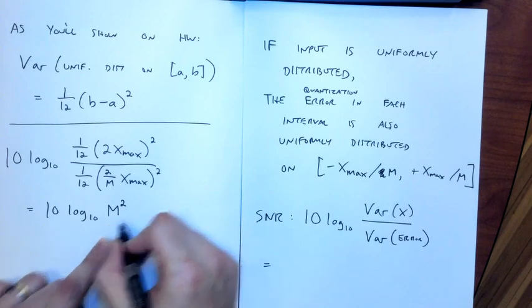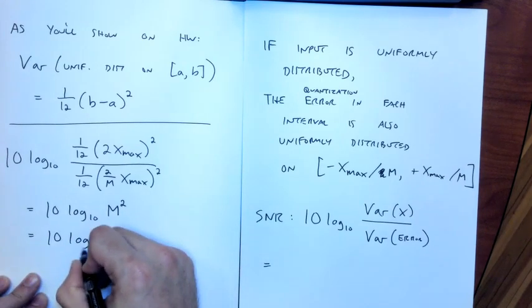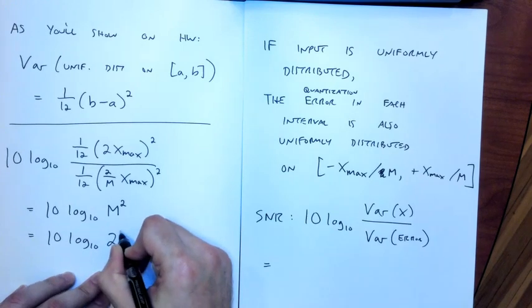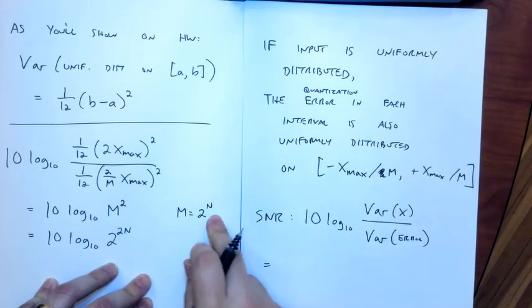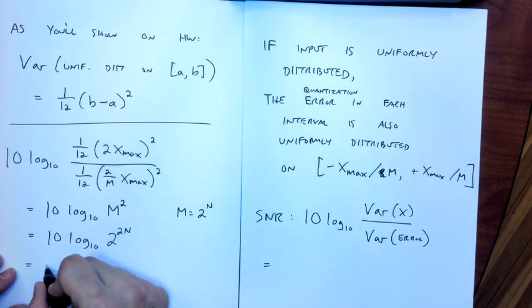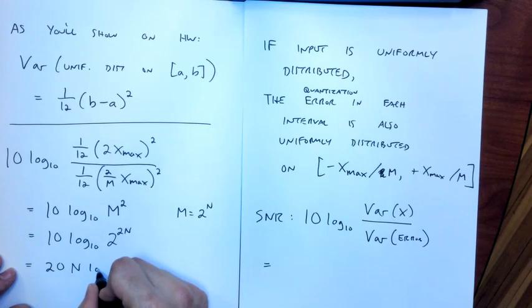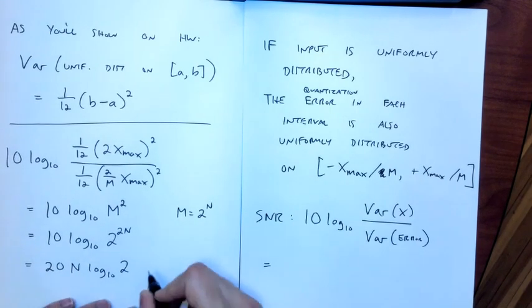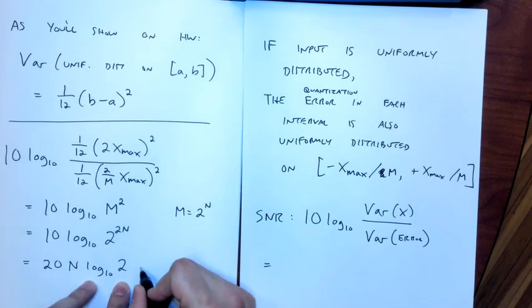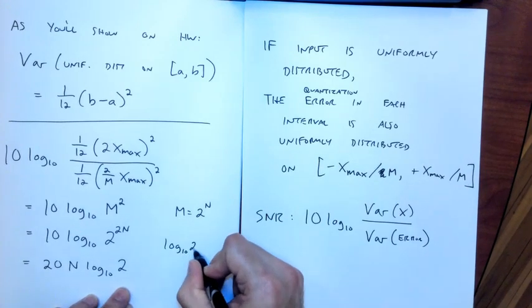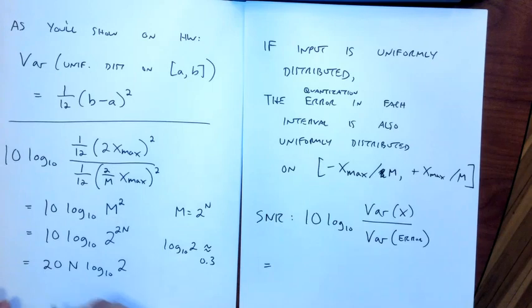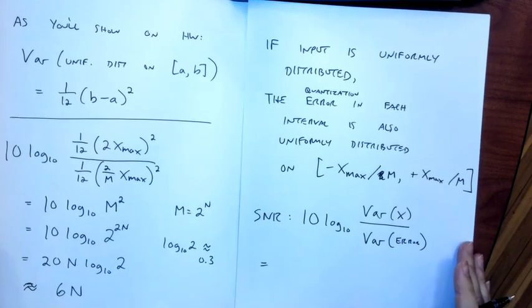M is the number of levels I have, and I defined M as 2 to the N bits, right? So if I have a 3-bit quantizer, N is 3, M is 8. So now what I get is 20N log 10 of 2. Log 10 of 2 is approximately 0.3. This is another handy engineering fact. So then what I get is 6N, more or less, approximately.